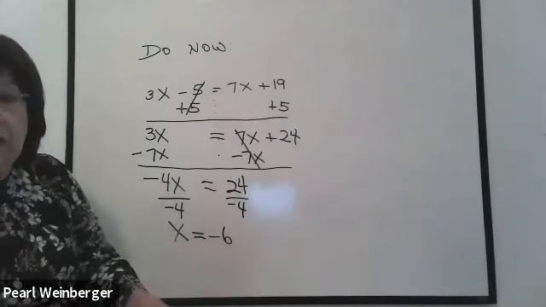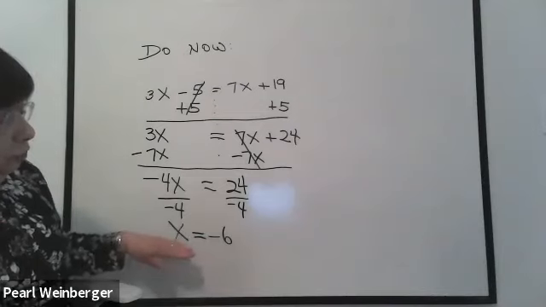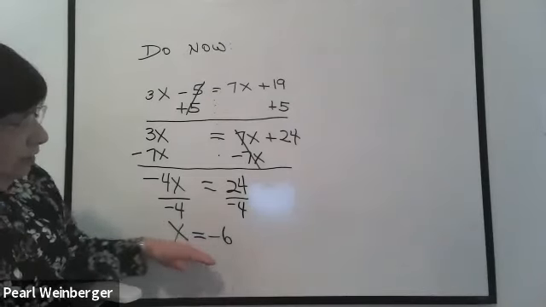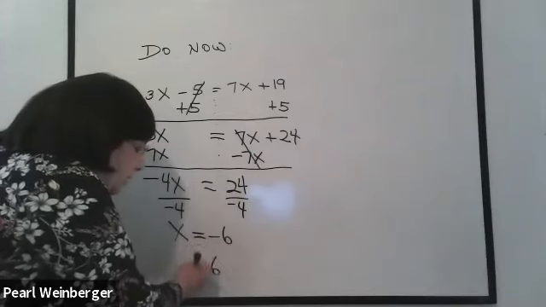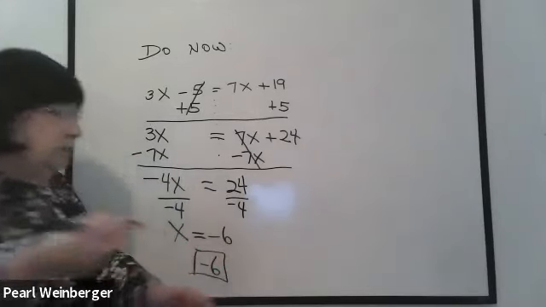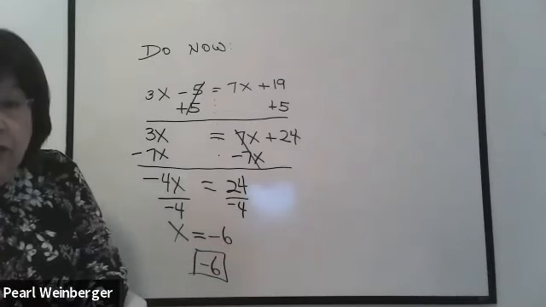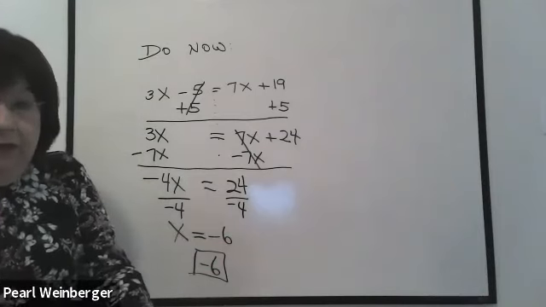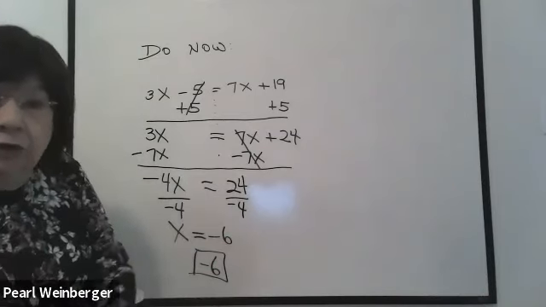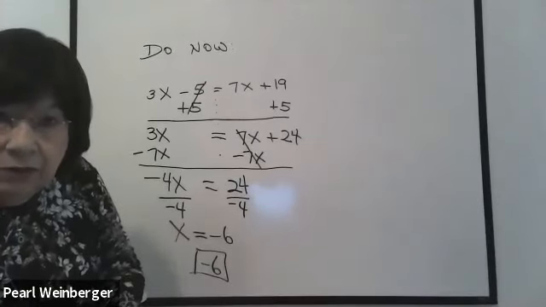If this would have been an example on Delta Math, when you put in your answer, do not write x equals negative 6. Just put in the negative 6. And this is similar to some of those problems that I did give you for homework. Is everybody with me? Is there somebody who wants me to review this again? Are we okay with this?